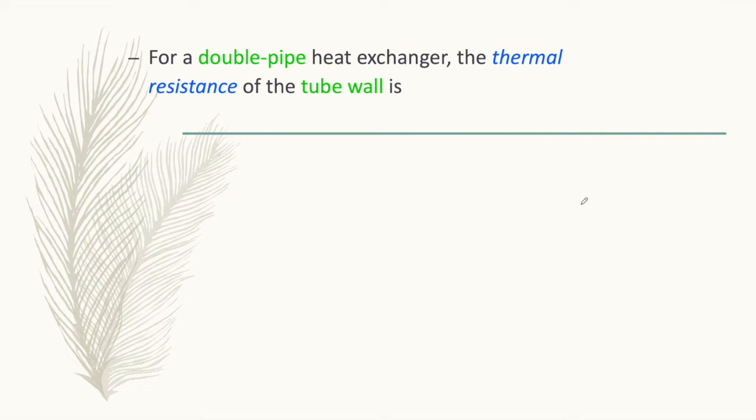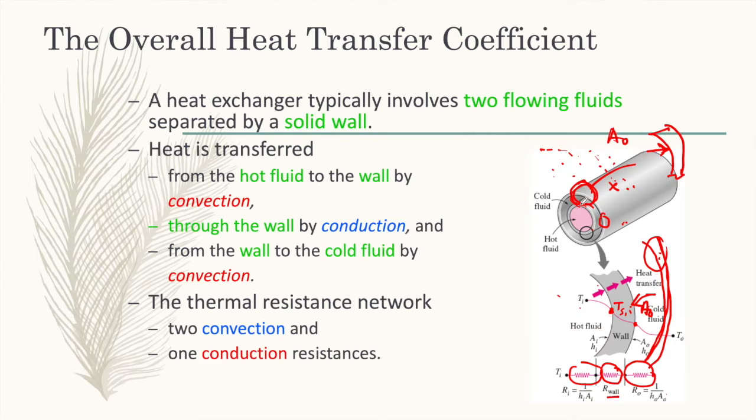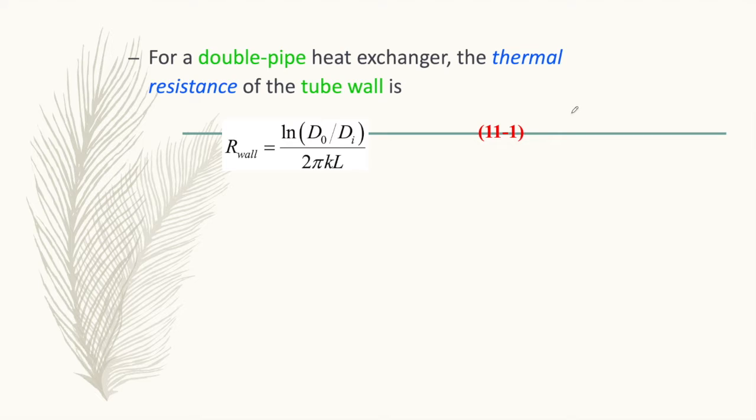Okay, for a double pipe heat exchanger, the thermal resistance of the tube wall, we know that this is cylindrical in shape. So we have to use the resistance for conduction. We use a cylinder resistance. Do not use flat plate. So we have another conduction resistance equation. Am I right? R equal to L over kA.